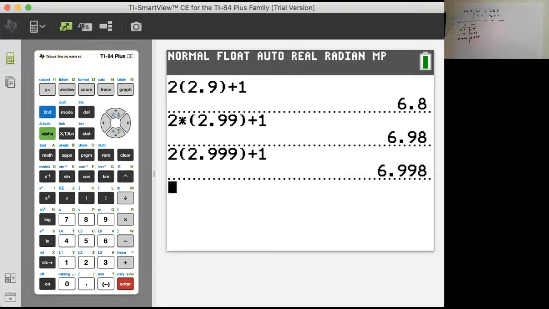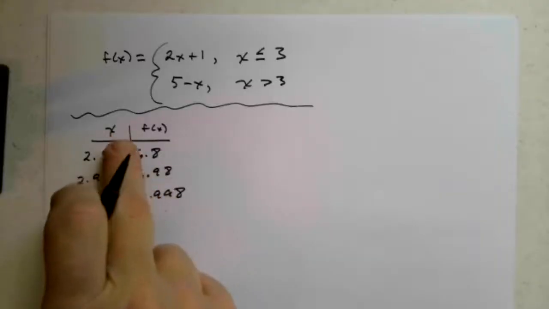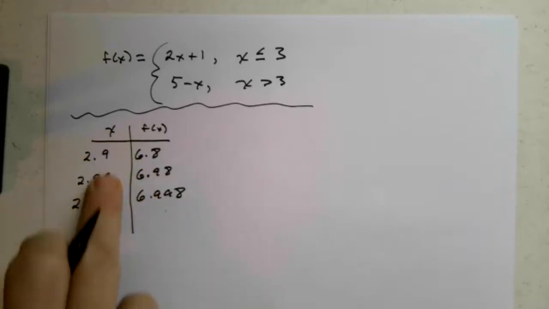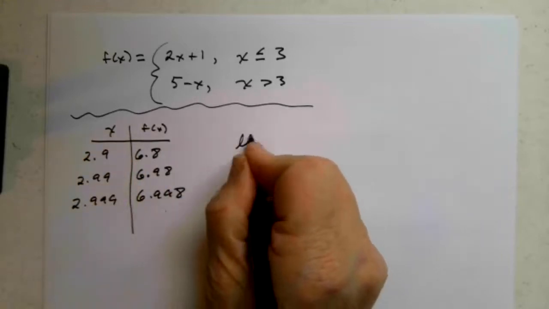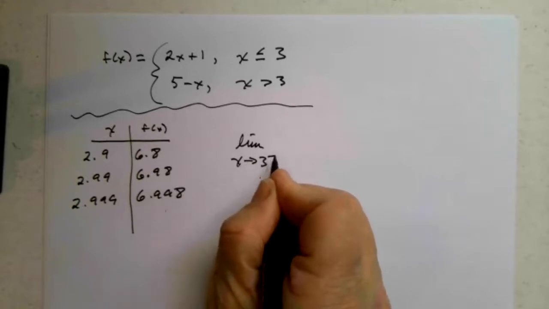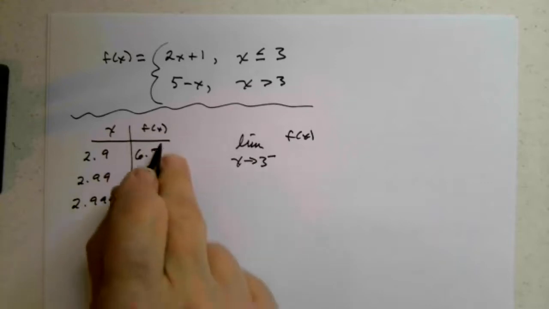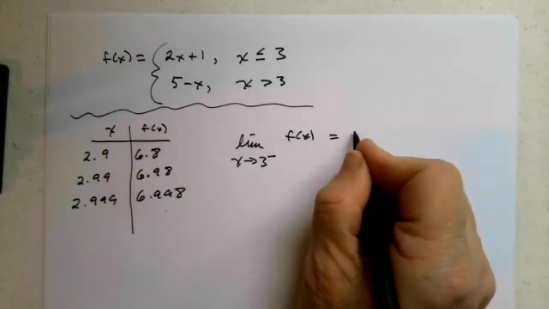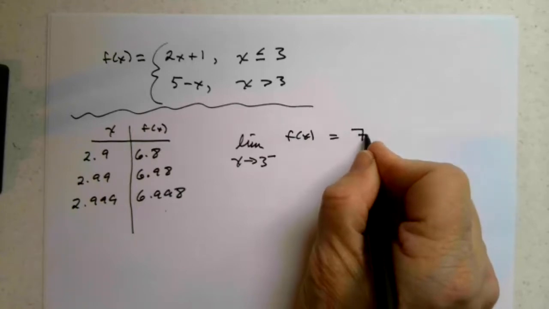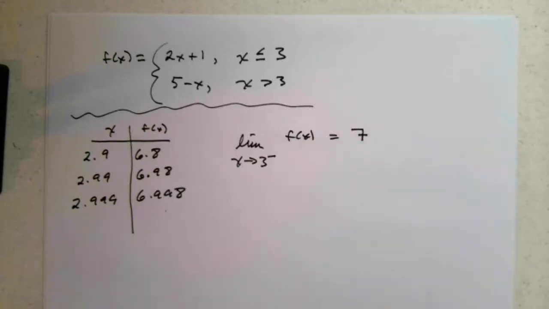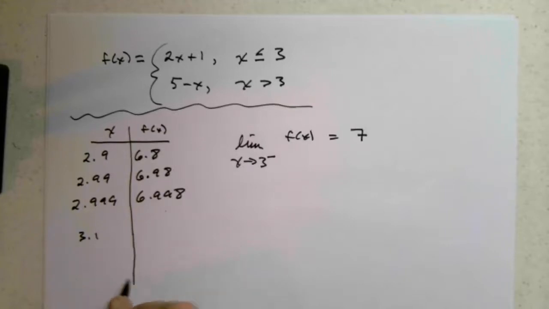So what do we have here? All of these numbers, x is getting closer to 3 from the left. So we'll take the limit as x approaches 3 from the left of the values of the function. What do the values of the function seem to be getting closer and closer to? Seem to be getting closer and closer to 7. But now let's go ahead and try values to the right of 3. So we're going to close in on 3 from the right. So we'll go to 3.1, 3.01, 3.001.